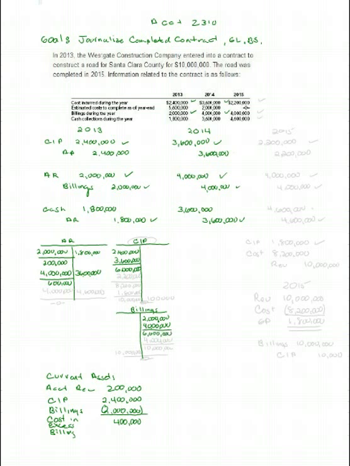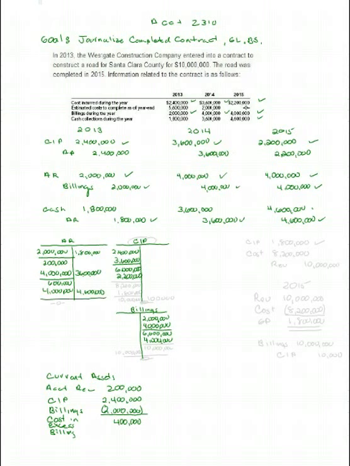Go ahead, put this on pause, and quickly make the journal entries for 2015. How'd you do? Check them out. Let's quickly post them. Hoping I don't run out of battery before this ends. It looks like it might. 2,200,000 construction in progress. Accounts receivable goes up for 4 million. Billings goes up by 4 million. And cash, you pick up your accounts receivable, 4,600,000.